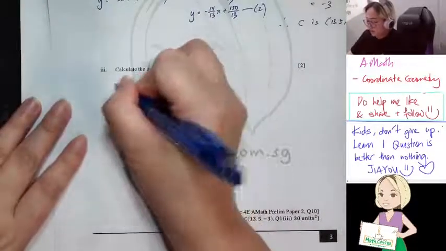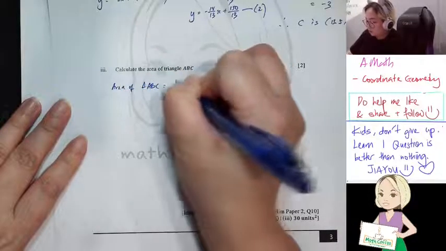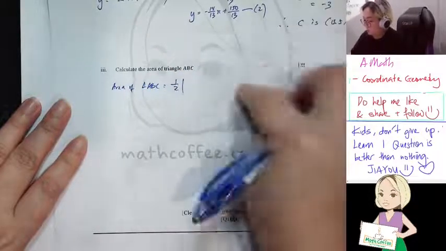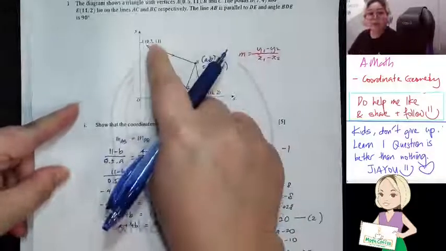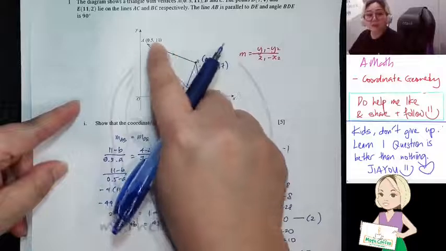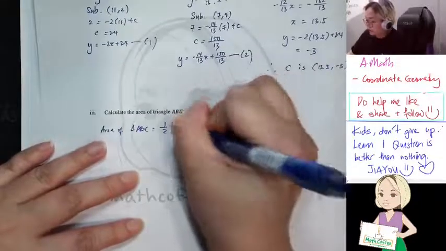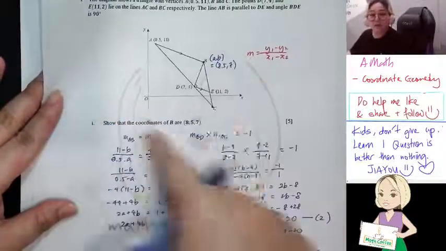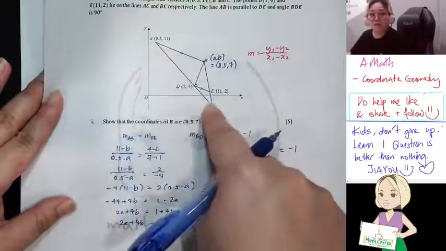So it will be area of triangle ABC equals to half. I'm going to put the points. So let's say I'm going to start from A. Okay, you can start from any point. Let's say I'm going to start from A, (0.5, 11), and make sure that you go anti-clockwise. After (0.5, 11), you will go to point C.